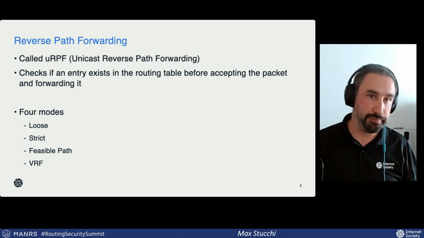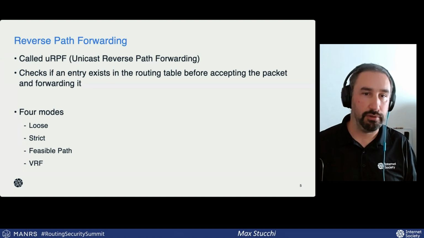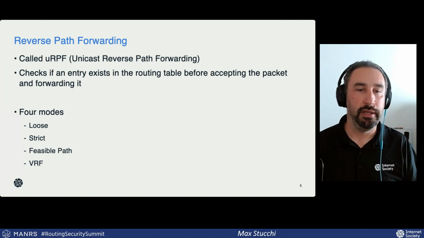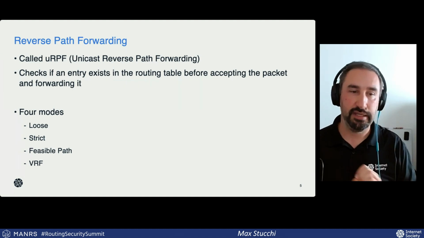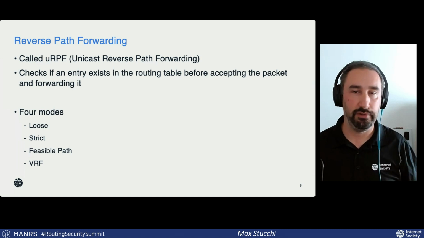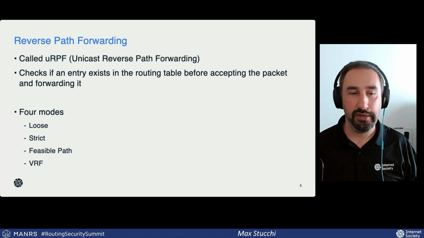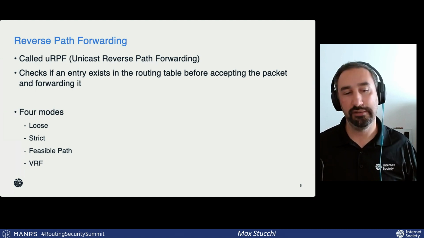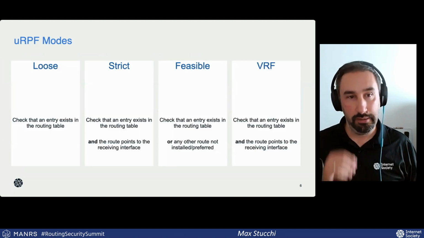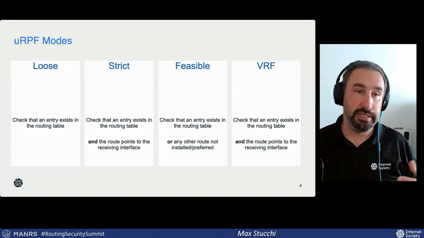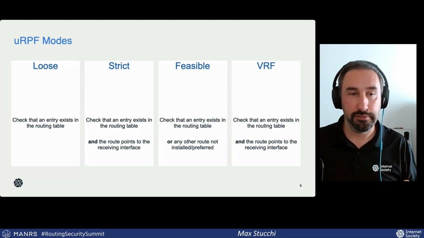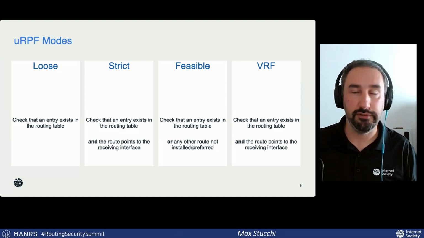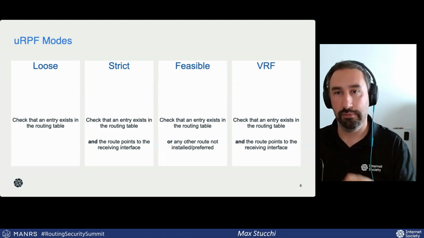There is reverse path forwarding, and there's a mechanism called unicast reverse path forwarding. So the concept is, let's check if an entry exists in the routing table before accepting the packet and forwarding it. So we add another step to the routing process in our routers. We have 4 modes of operation: loose, strict, feasible path, and VRF. What does this mean? Starting from loose, basically, our router receives a packet, checks that an entry exists in the routing table for the source of that packet. If it exists, it forwards the packet.